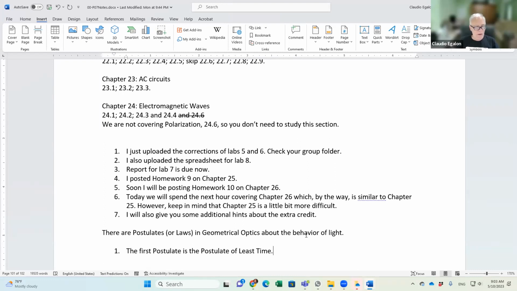Postulate of least time. What does it tell you? What does the postulate of least time tell you? This postulate states that light travels through space. It doesn't have to be vacuum, doesn't have to be air, but any optical material, okay?